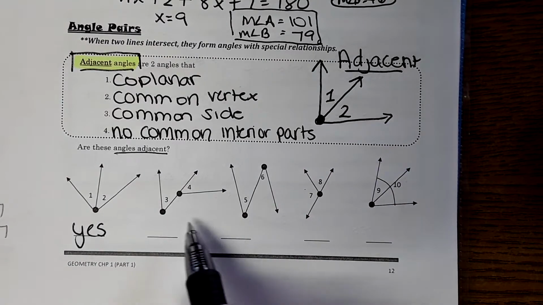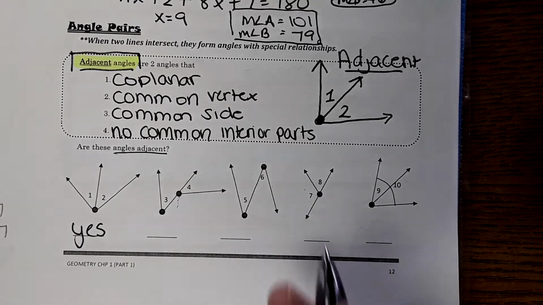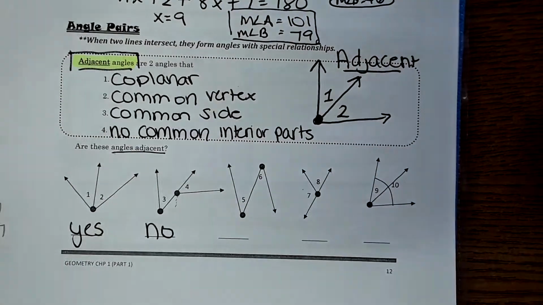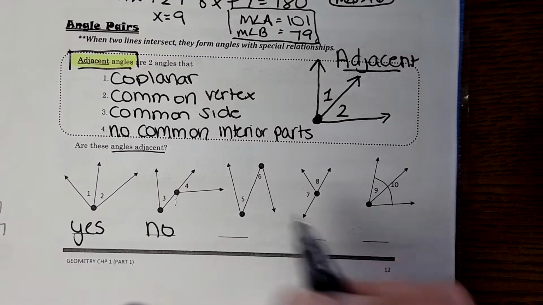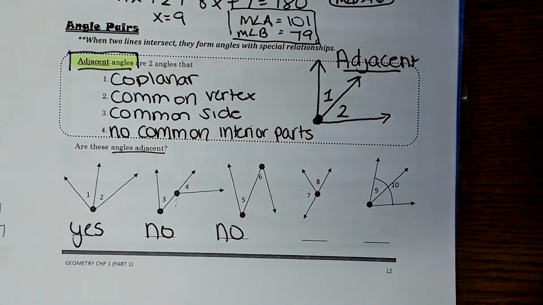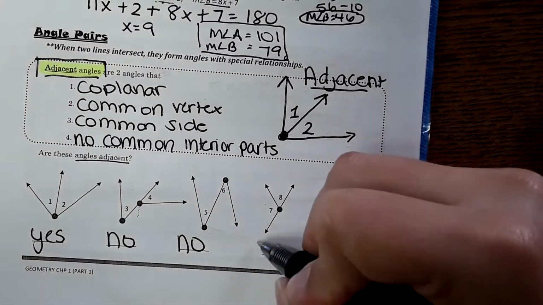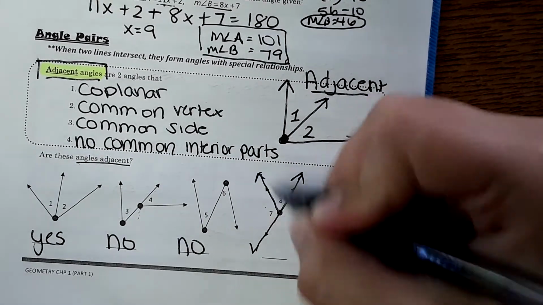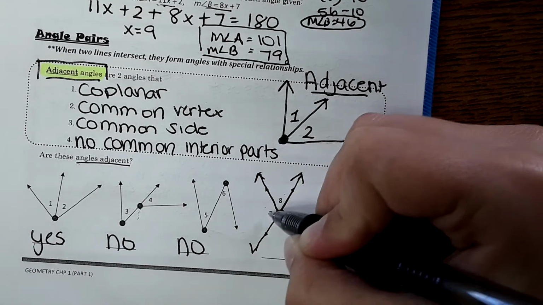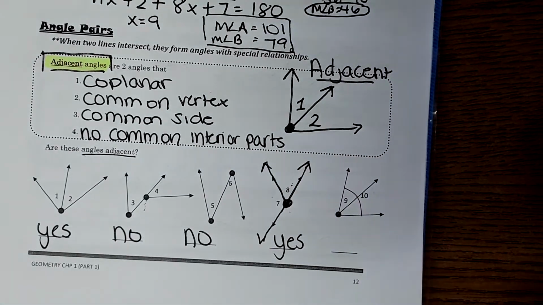The next example, no, they don't share the common vertex. So this one would be no, they're not adjacent. The next one, no, those are not adjacent. This one, even though it's turned, see how we have that line right here, and then we have this right here? 7 and 8 do share a common vertex, and they share a common side. So this one, they would be adjacent, yes.